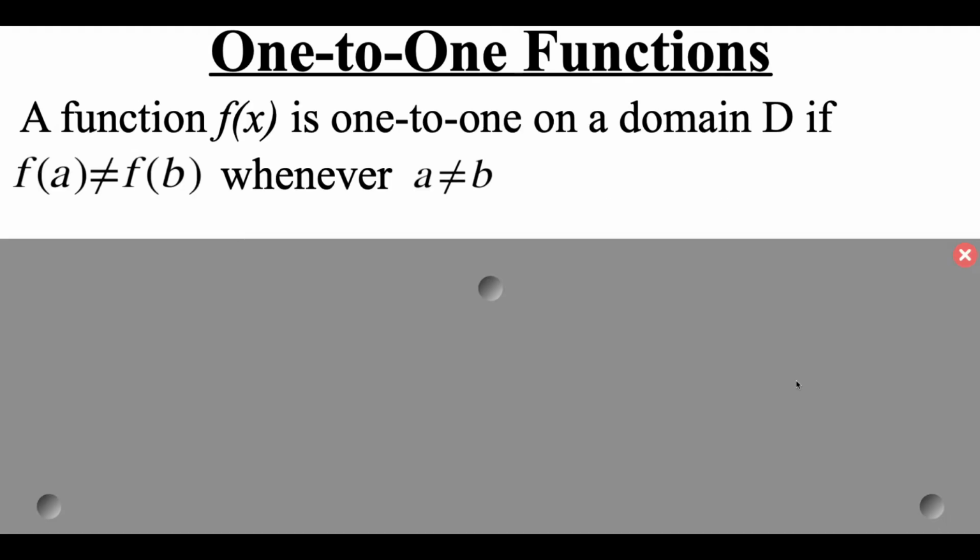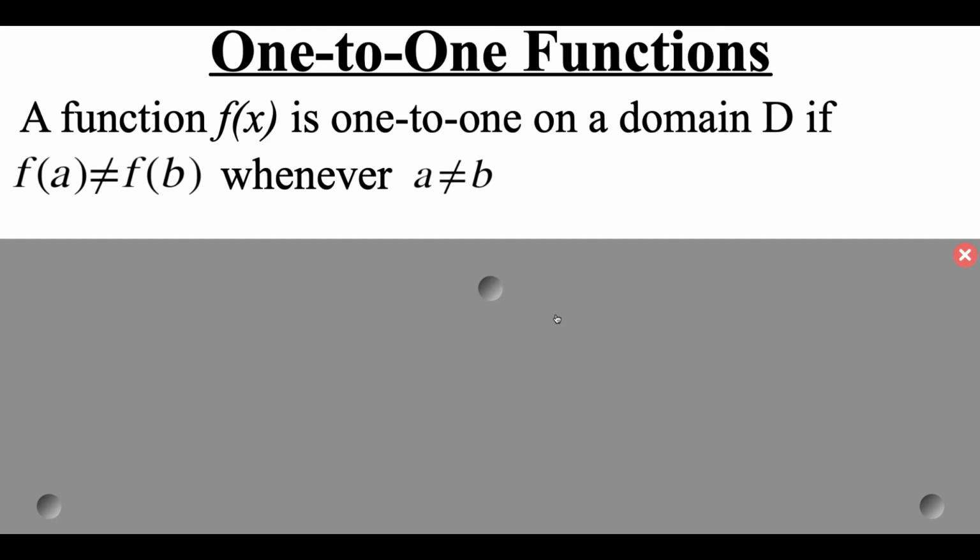Mathematically speaking, we would say that a function is one-to-one on a specific domain D if f of a is not equal to f of b if a doesn't equal b. And that goes back to the whole idea of not repeating output values for different input values.